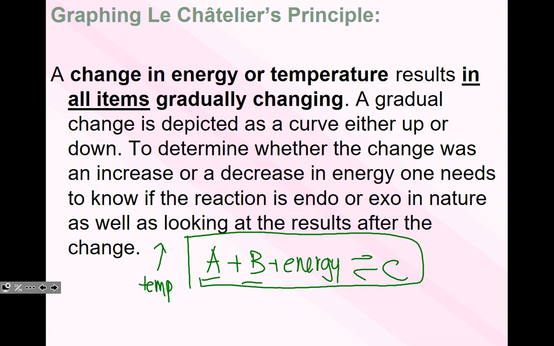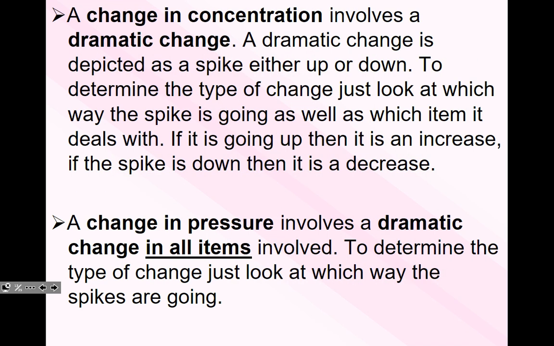Okay, a gradual change is depicted as a curve, either up or down. To determine whether the change was an increase or decrease in energy, one needs to know if the reaction is endo or exo in nature, as well as looking at the results after the change. So I'll show you what these graphs look like in a bit.